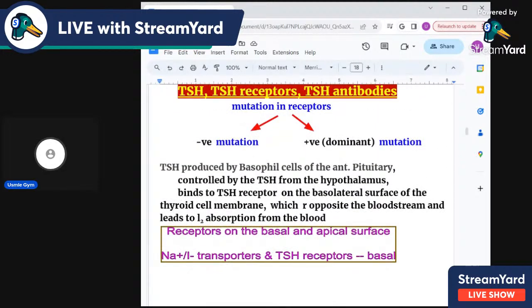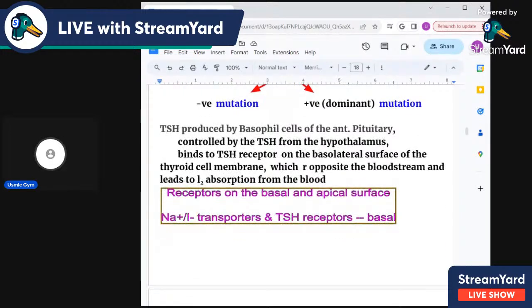Then we come to this TSH. When produced by the anterior pituitary, what does it do?